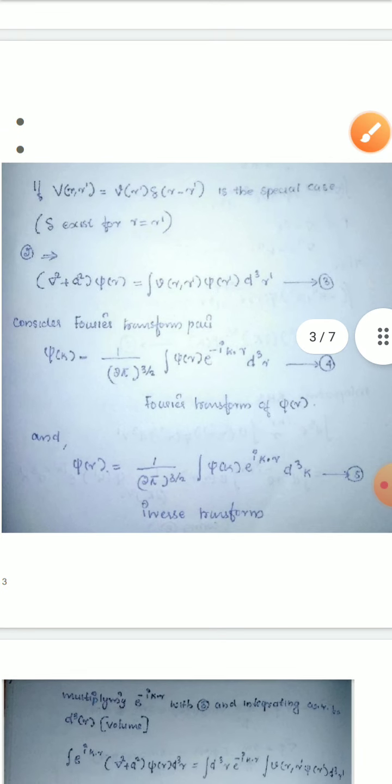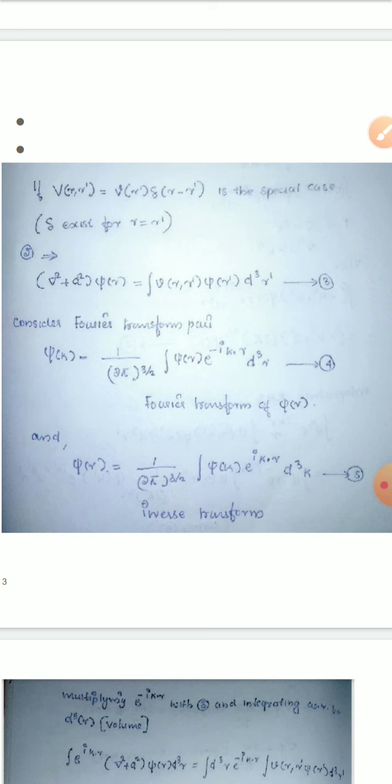Now if V of r comma r dash is equal to V of r dash into delta of r minus r dash, which is a special case where the delta function exists for r equal to r dash, then equation 2 will become del squared plus a squared psi of r equals the integral of V of r comma r dash psi of r dash d cube r dash, where d cube r dash is the volume element. So we get equation 3.